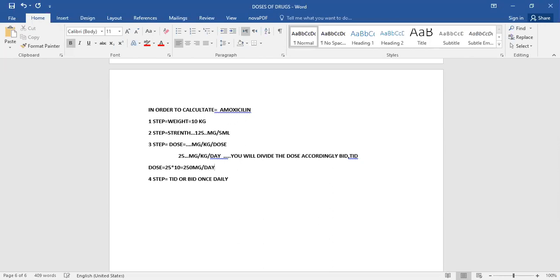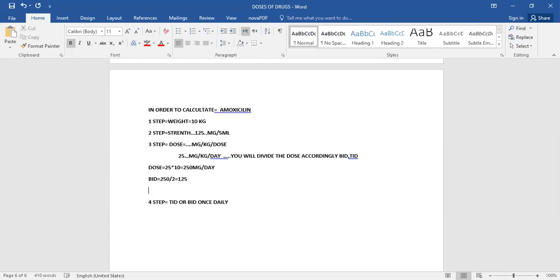Now since you have calculated it per day, you need to divide the dose. If you say, okay doctor, I want to give it BID, then you will divide 250 by 2, which is 125. Now this is the dose for the BID.